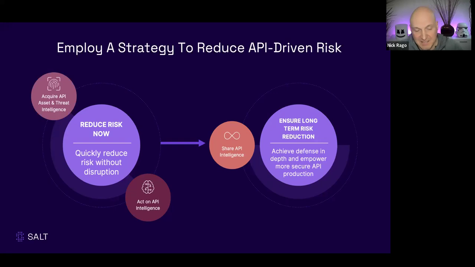So that first piece was really helping a lot of organizations, like you said, get their arms around what do I have right now, and how can I reduce risk of the current IT assets that I have in place, or the API assets that I currently have in place today.